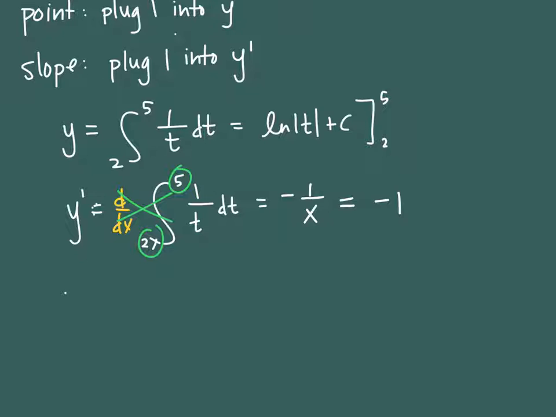And then you write the tangent line using our tangent line formula that we had from before Christmas. Okay, so you'll plug your point and your slope into that.